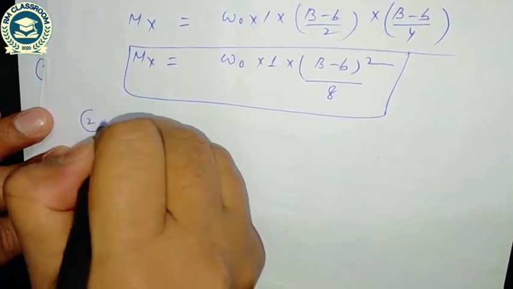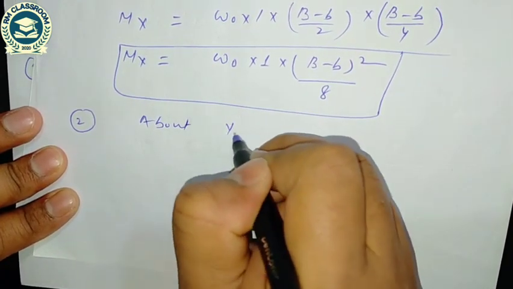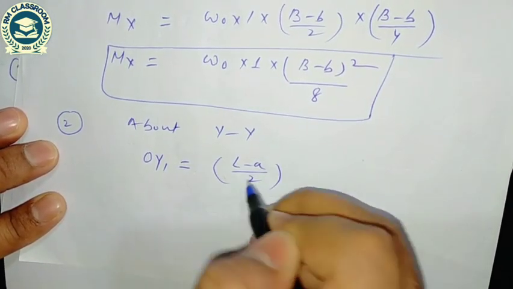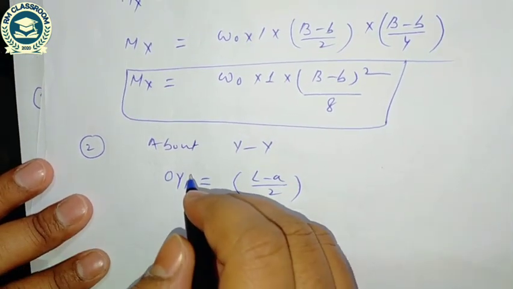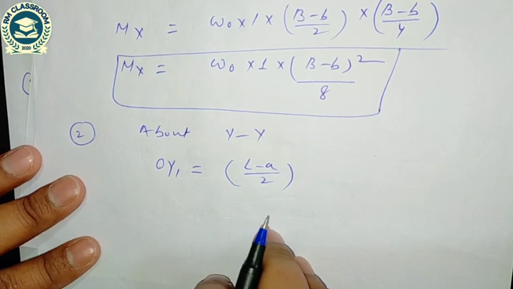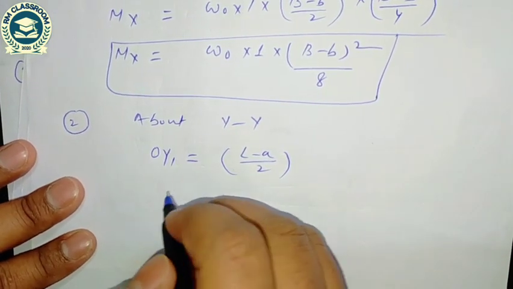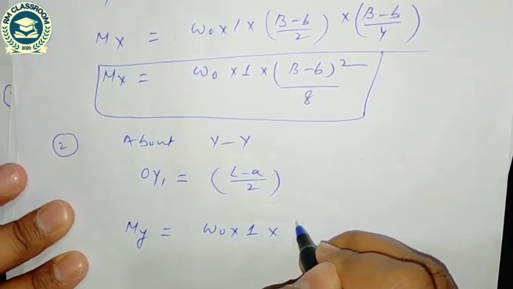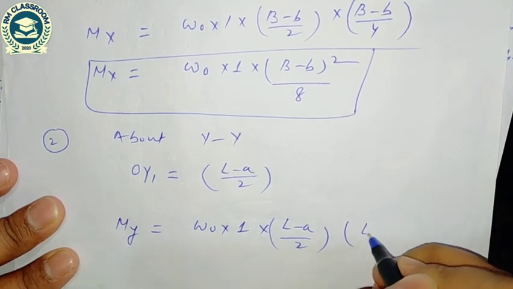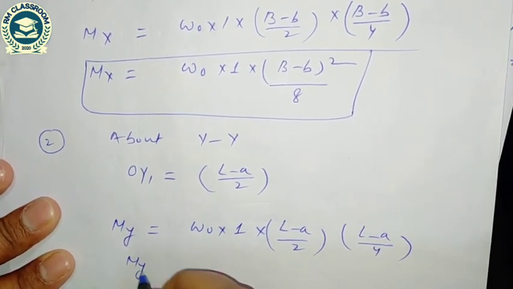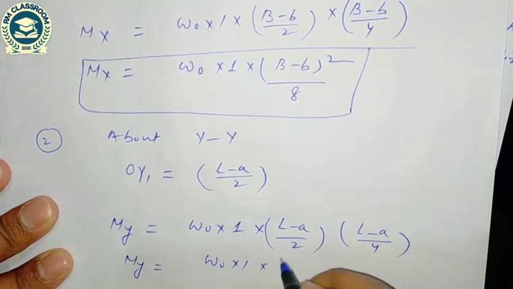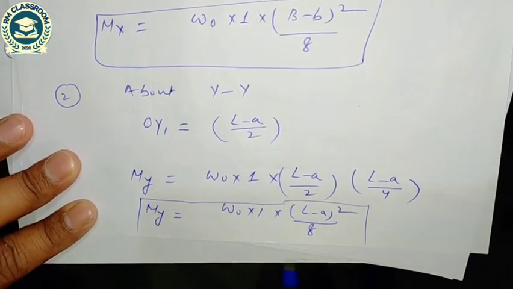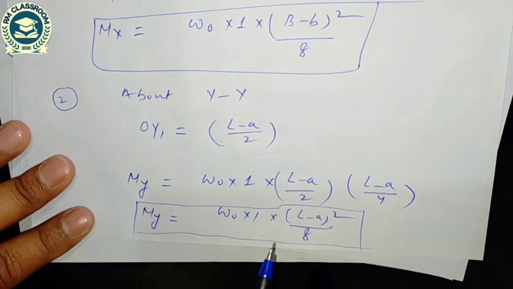Similarly about YY, OY1 is equal to L minus a by 2. So the bending moment in Y direction is W naught into 1 into L minus a by 2 into L minus a by 4. So moment in Y direction is W naught into 1 into L minus a whole square divided by 8. So bending moment in X and Y direction can be computed, and the maximum moment we have to consider.